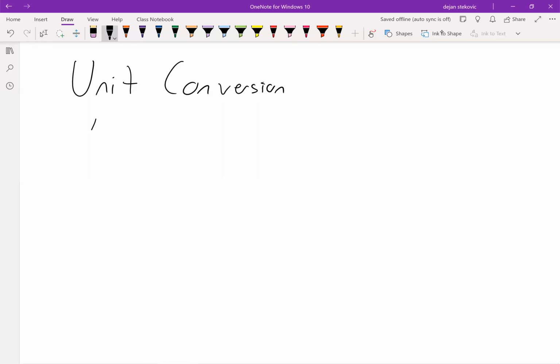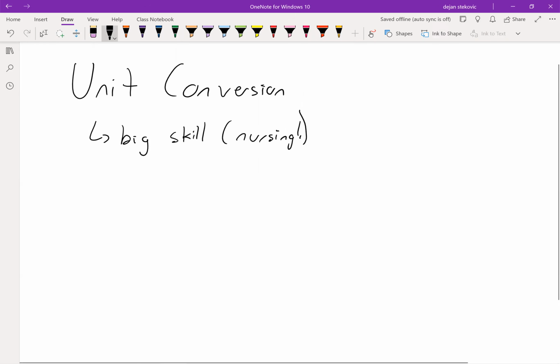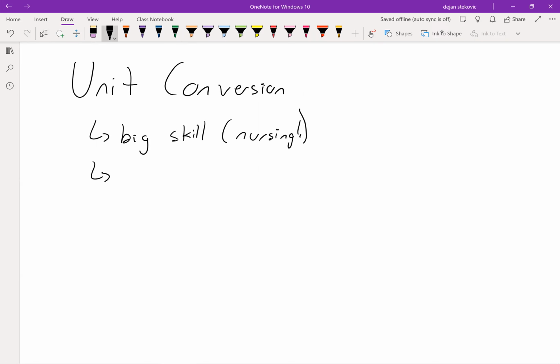Right, so unit conversion is going to be a big skill that we're going to learn in this class. It's also a big skill if you want to go into nursing school. I know a lot of you want to become nurses, so make sure you master this skill. And the big thing with conversion units is that not only do we need to be able to do it, we need to do it in an easy to follow way.